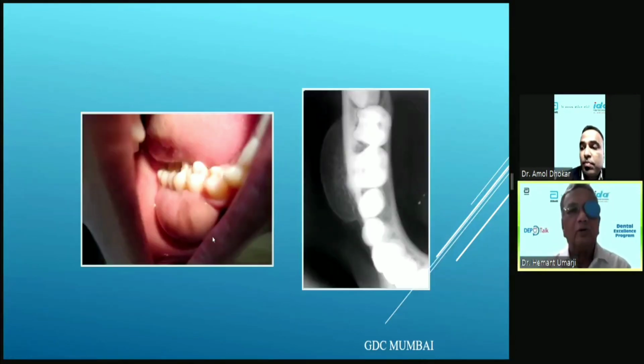Sometimes you come across a swelling which is bony hard. When you palpate, it is bony hard, and if you take an X-ray, you find that trabeculae are present and corticated bone is present. So this is nothing but osteoma. This osteoma also may be present as a swelling.